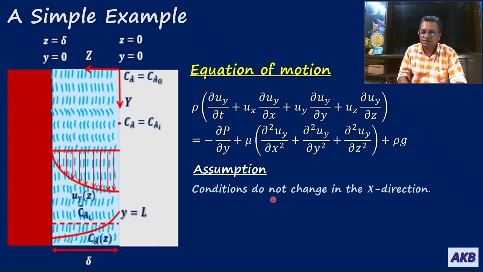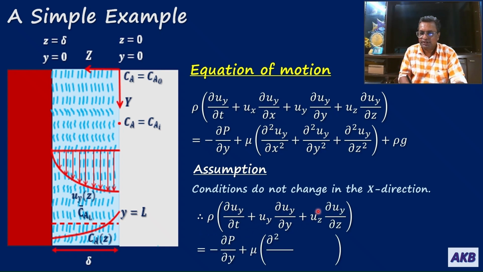which assumption? Conditions do not change in the x direction. So what is the implication of this assumption? All derivatives with respect to x will be 0. So this will be 0 and then this will be 0. So the equation will be modified to this form: ρ into ∂uy/∂t plus uy into ∂uy/∂y plus uz into ∂uy/∂z, that is equal to minus ∂p/∂y plus μ into ∂²uy/∂y² plus ∂²uy/∂z² plus ρ into g.